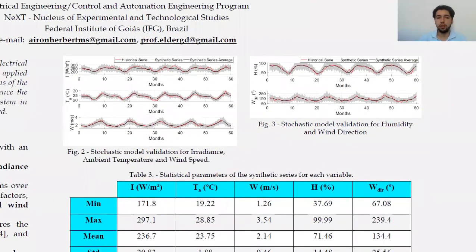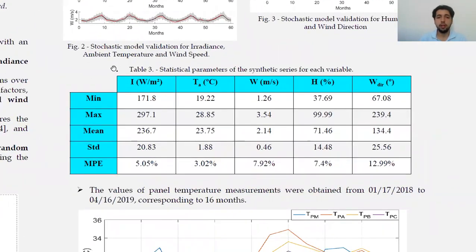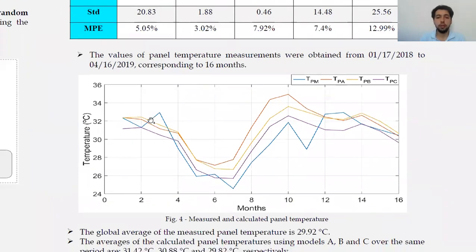In Figures 2 and 3, we have the validation of the synthetic series with the average of the historical data. Table 3 presents the statistical parameters of the synthetic series for each variable. Figure 4 presents the measured and calculated temperature of the panels using the different panel temperature models. The values of panel temperature measurements were obtained from January 17, 2018 to April 16, 2019, corresponding to 16 months.